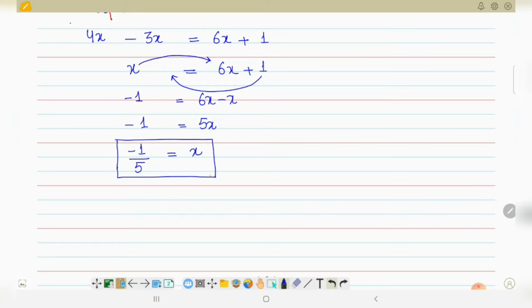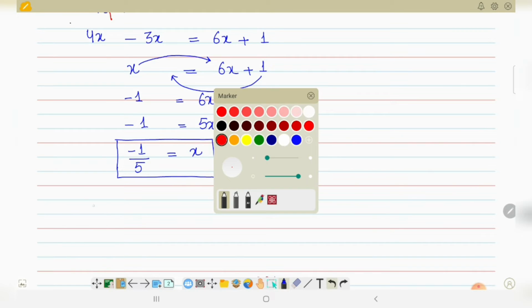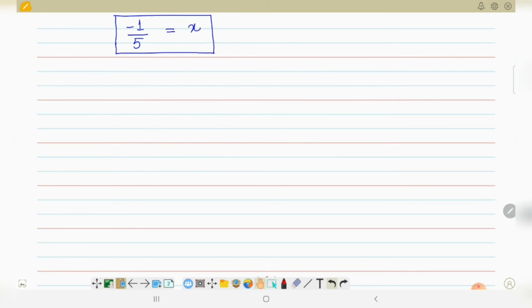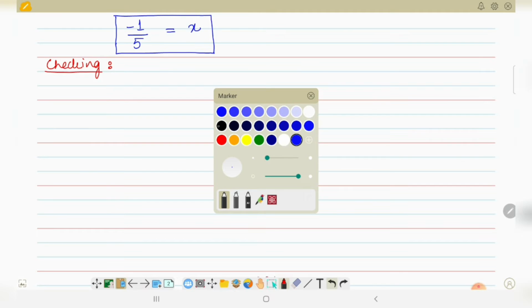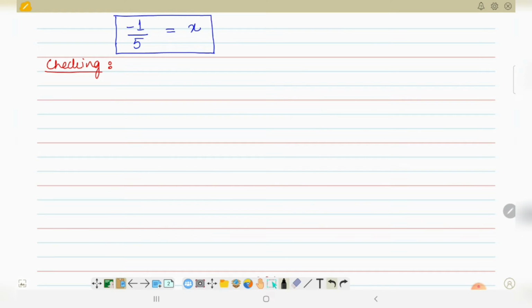So now what we are going to do with this value, we'll verify the answer by replacing the variable in the original expression. So we'll do the checking process. Checking means that the value of x we have found, we are going to insert in the original equation. Let's write down the original equation so that it will be easy for you to understand how we are inserting the value of x. So instead of x here, we are going to insert minus 1 by 5.